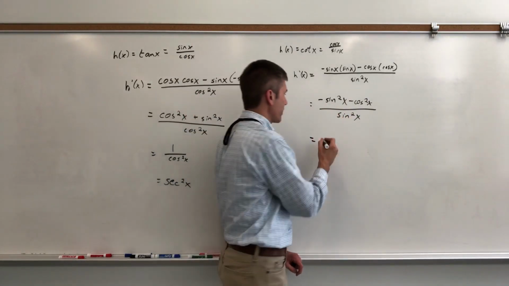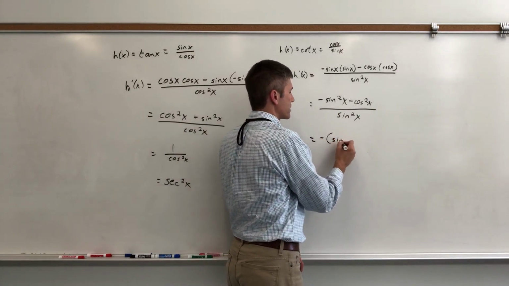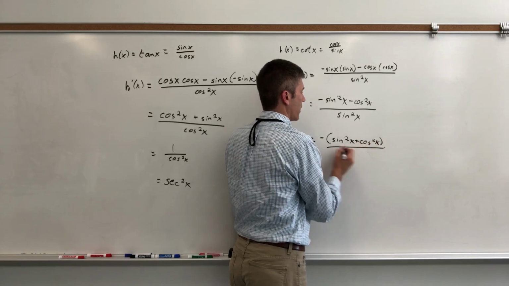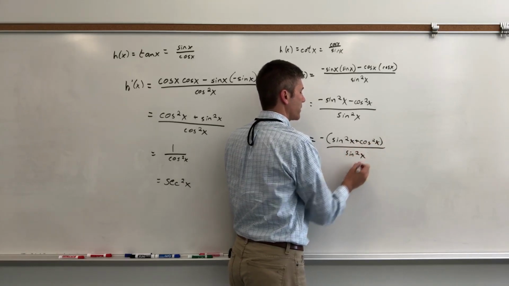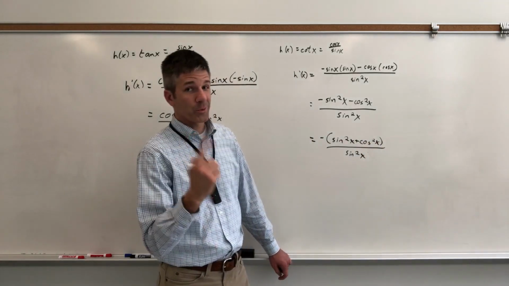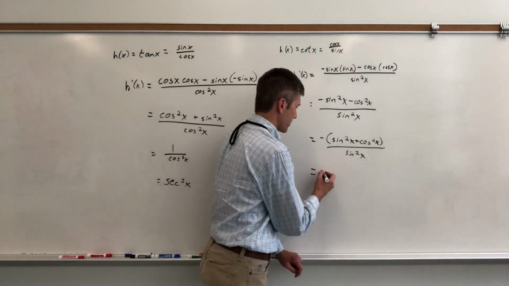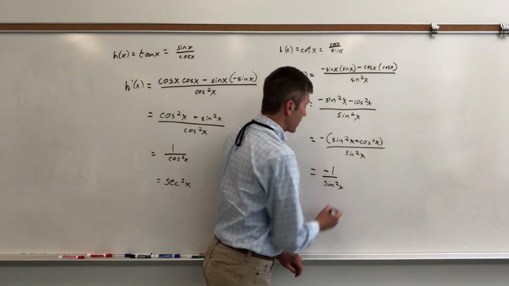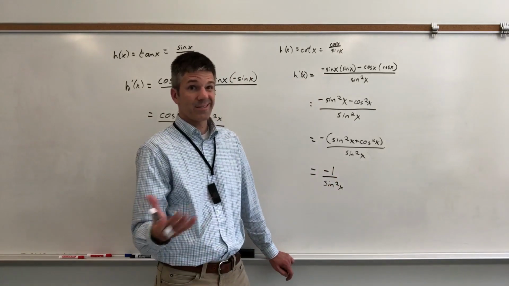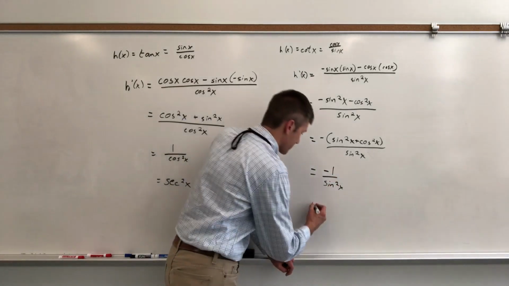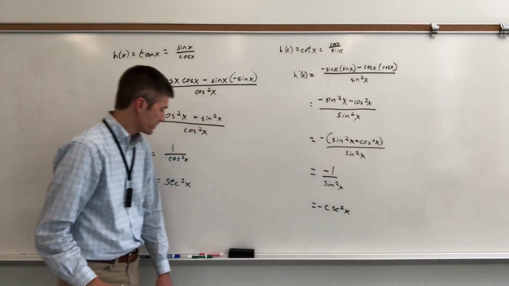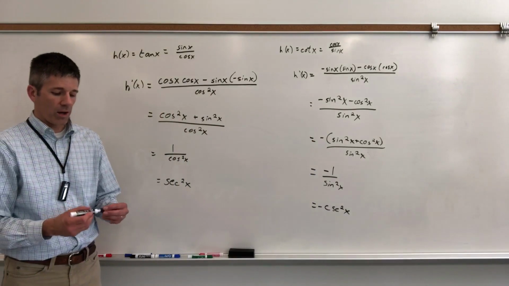I see a negative in the top in the numerator that can be factored out. So let's factor out a negative 1, and that'll give us sine squared plus cosine squared. All that is divided by sine squared. Sine squared plus cosine squared is 1. That's going to give us, well, negative 1 over sine squared. Negative 1 over sine squared is, well, negative cosecant squared. Negative cosecant squared.